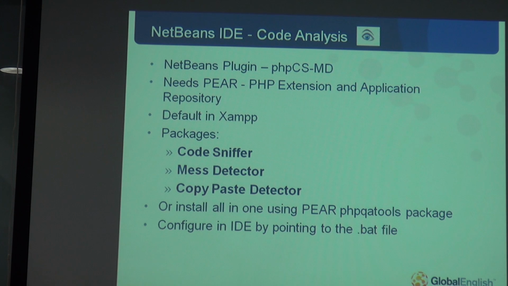These code sniffer, mess detector, and copy paste detector are all separate packages that you should install separately. But if you want to install them by one command line, you can do it by adding PHP QA Tools. There is a site called phpqatools.org, which has some 9 PEAR packages, so if you install them, the other PEAR packages will also install. After installing the plugin and these PEAR packages, what you have to do is go to the configuration settings.